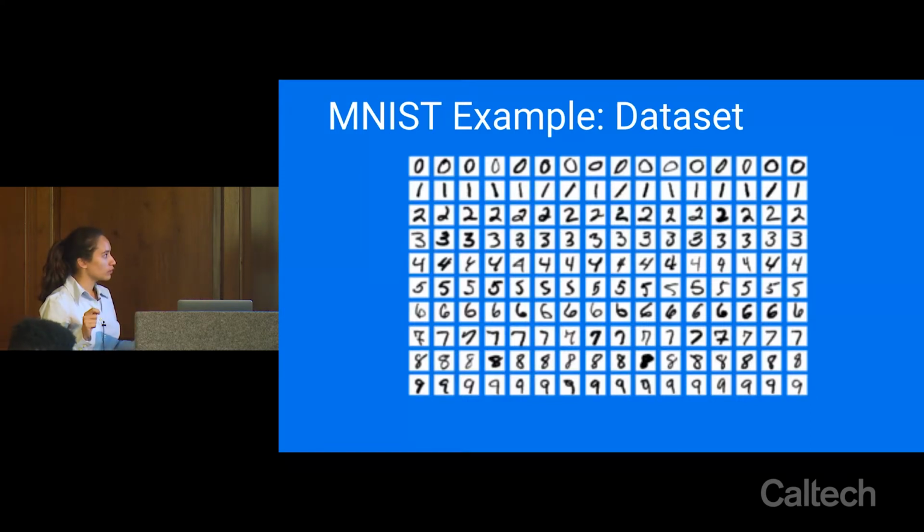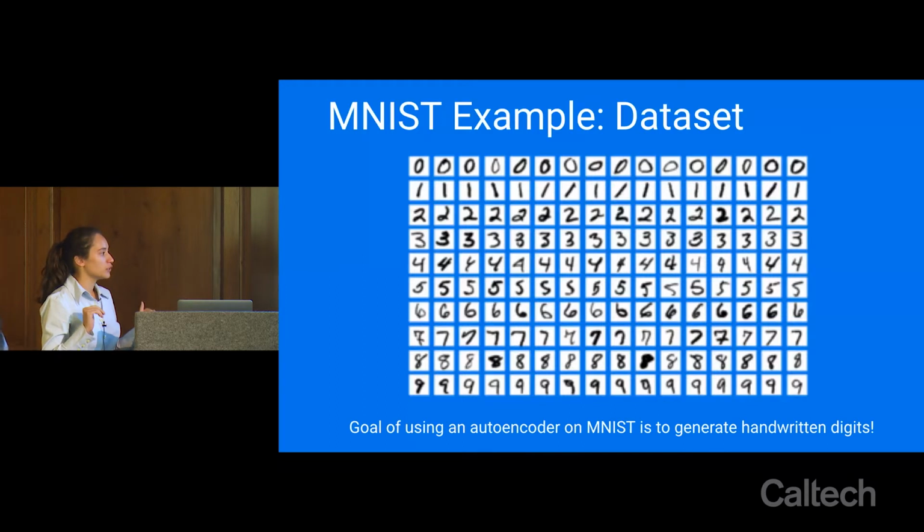And so our goal now is to use an autoencoder on MNIST to generate these handwritten digits. So we're going to pass in one of these images, let's say the bottom left 9. We're going to pass that into a model, create some latent representation of it, and then we want to reconstruct literally that handwritten digit.